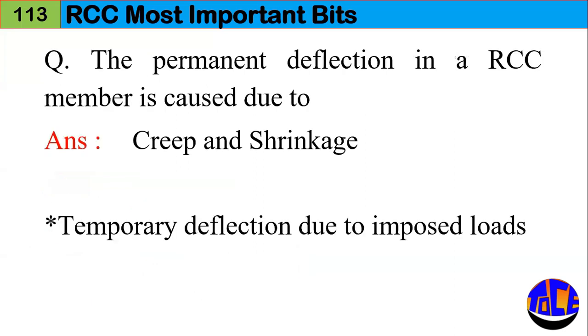Question number 113. The permanent deflection in an RCC member is caused due to creep and shrinkage. Creep and shrinkage. And temporary deflection is due to imposed loads.